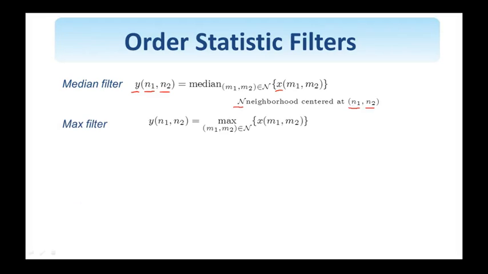And another filter in this family is the max filter, which finds the brightest, the maximum value, the brightest intensity in the neighborhood. Since pepper has low value, it's reduced by this operation. It's replaced by the maximum value in the neighborhood, so this is therefore good for handling pepper type of noise.